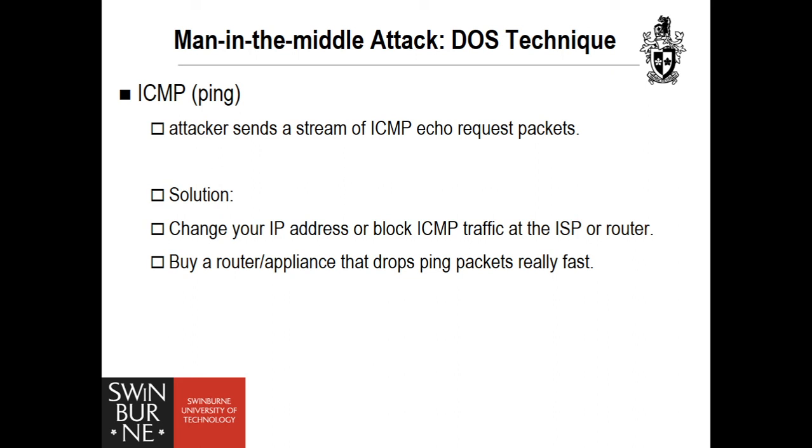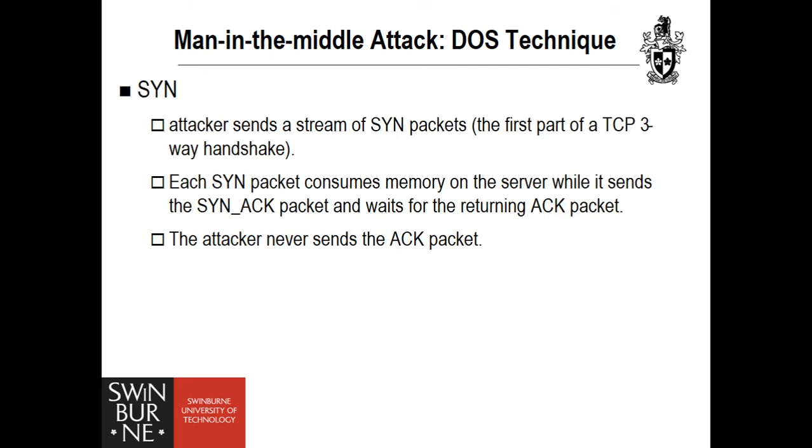ICMP ping: the attacker sends a stream of ICMP echo request packets. The solution: we need to change the IP address, or block ICMP traffic at the ISP or router, or buy a router appliance that drops ping packets really fast. So this is another DoS technique.